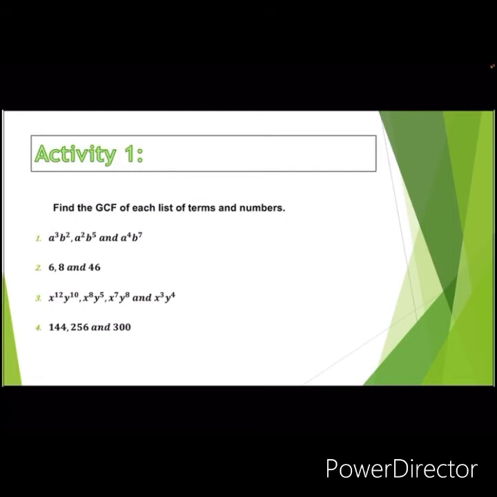What is the greatest common factor of a cubed b squared, a squared b raised to 5th, and a to the 4th b raised to 7?